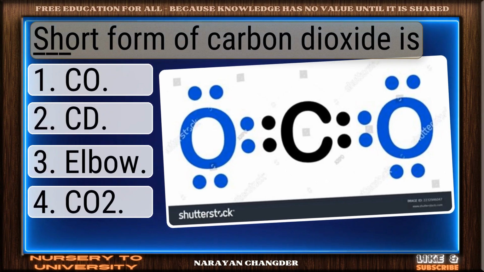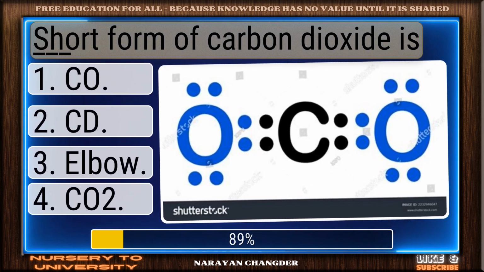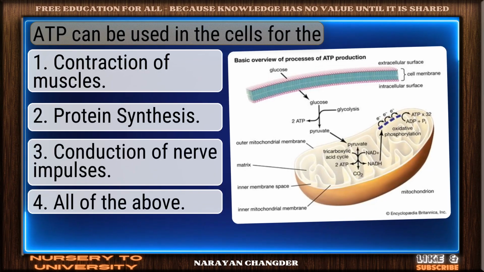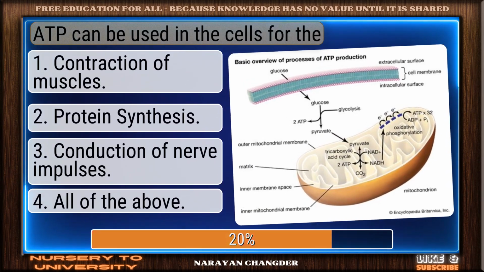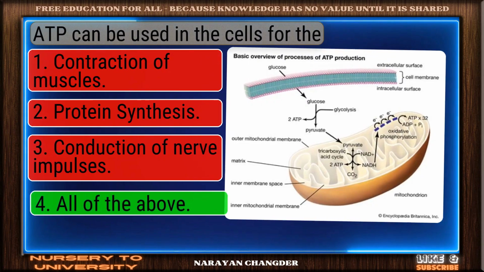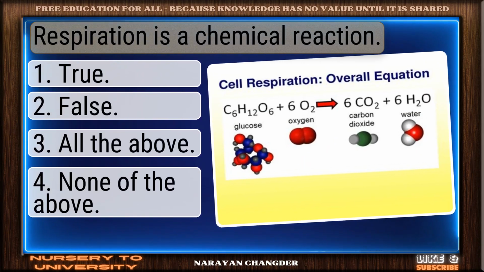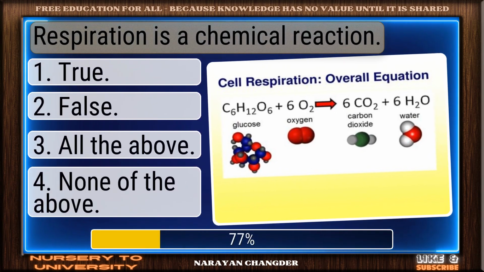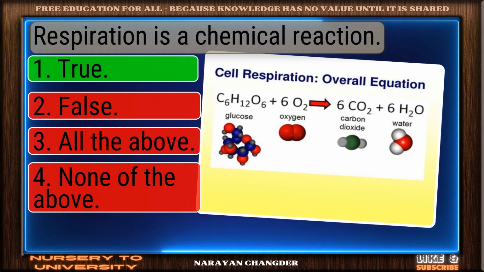Question number 171. Short form of carbon dioxide is dash. Smart pick. CO2 is the correct choice. Question number 172. ATP can be used in the cells for the. Clear logic. Your choice, all of the above, is sound and 100% true. Question number 173. Respiration is a chemical reaction. Nice work. You chose true and it is correct.